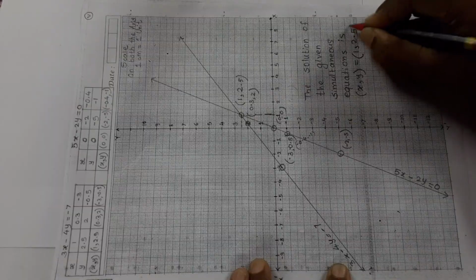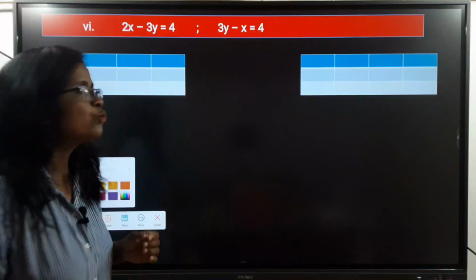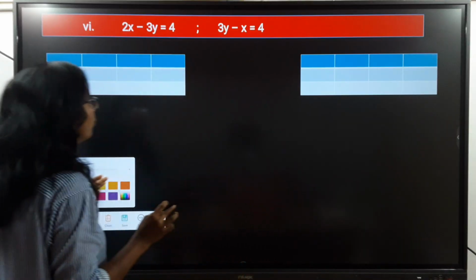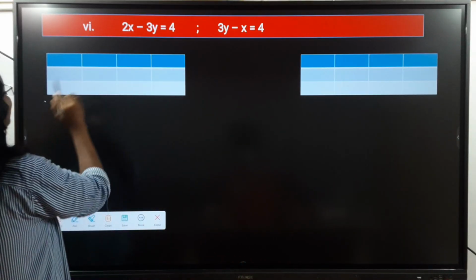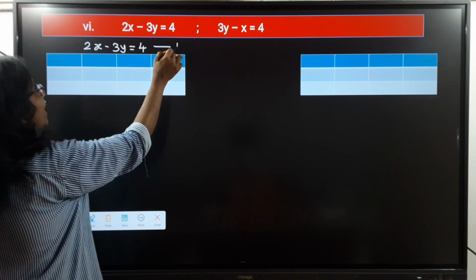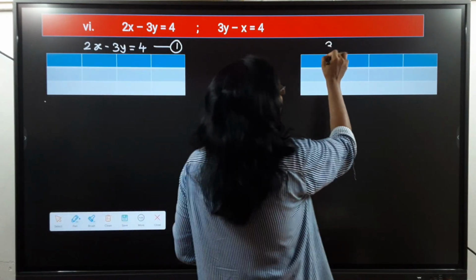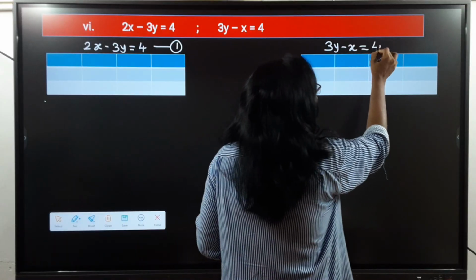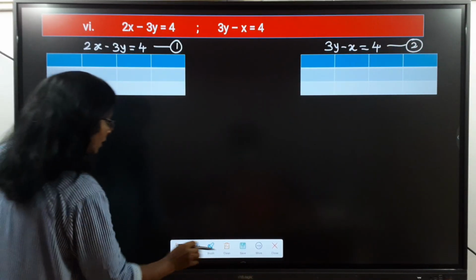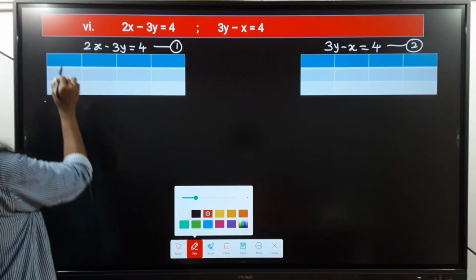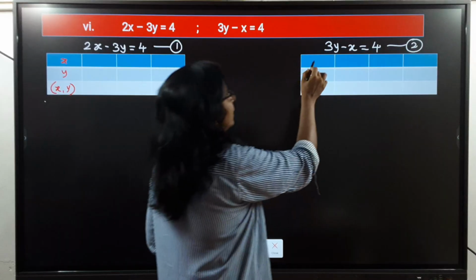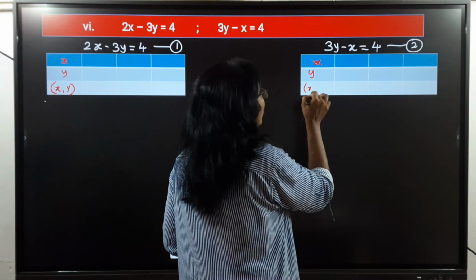Example, students, 2x minus 3y is equal to 4 and 3y minus x is equal to 4. So now here, students, first I write down the equation here. 2x minus 3y is equal to 4, call it the first equation, and here 3y minus x is equal to 4, call it the second equation. Now here, students, first we consider the values for x, y, either x or y. So here I write down y and here the coordinates (x, y).